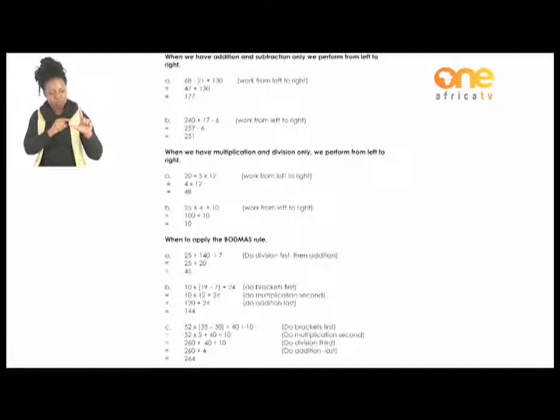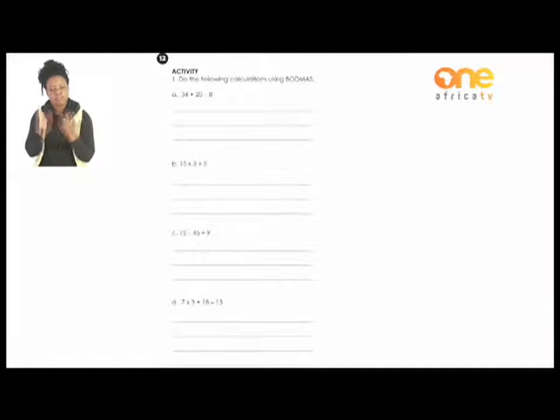And now we can turn to page 12, where we have a very nice activity for you guys to do. Now let's go through our activity. It says, do the following calculations using BODMAS. A: 34 plus 20 minus 8. B: 15 times 3 divided by 5. Number C: 12 minus 45 divided by 9. And number D: 7 times 3 plus 18 minus 13.